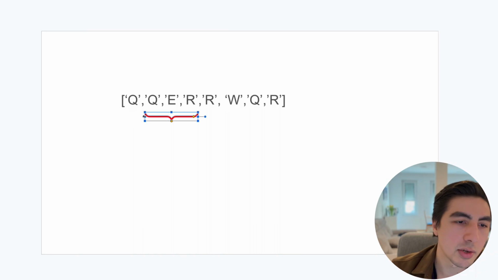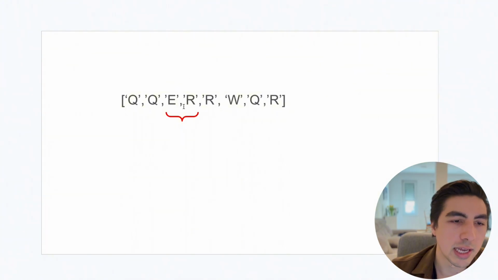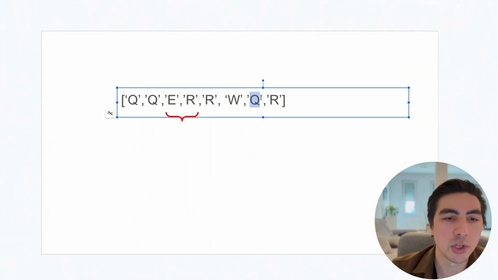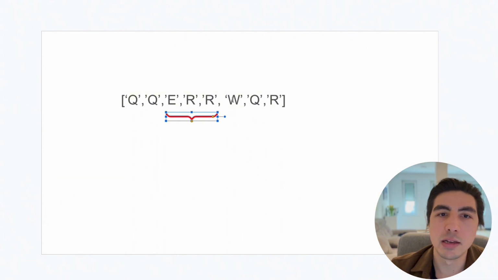And I keep doing this process until suddenly my outer window doesn't work anymore, which is the case here, because now I have 3 Q's, which is greater than 2. So this is not a solution anymore. I need to start expanding my window again. And I keep doing this whole process again, right? Expanding on the right until it becomes valid. Once it becomes valid, I shrink until it's not valid anymore.